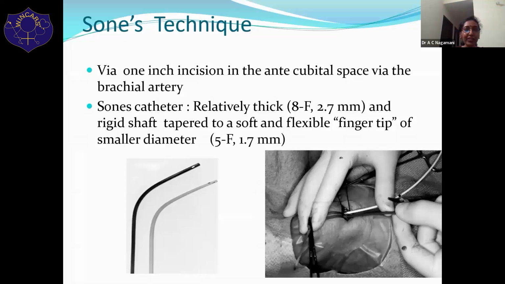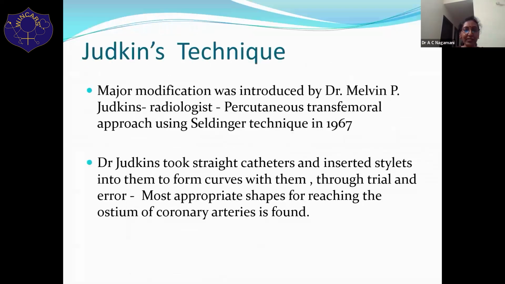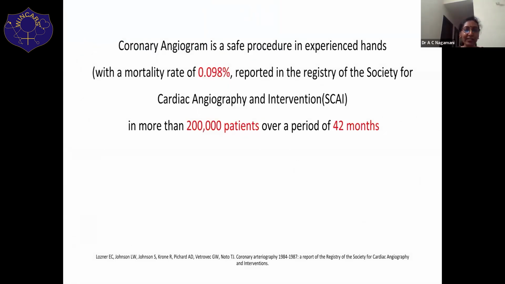Once this was described, then came the Sones technique, where arteriotomy was done for a brachial artery, and thicker and more rigid catheters were used to cannulate the coronaries. This was all refined by Judkins' technique, where the major modification was introduced by Judkins, a radiologist. And the first percutaneous transfemoral approach was done in 1967 using the modified Seldinger technique, which is now called the modified Seldinger technique. He used straight catheters and inserted stylets into them to form curves through trial and error. And he created the most appropriate shapes for reaching the ostium of coronary arteries.